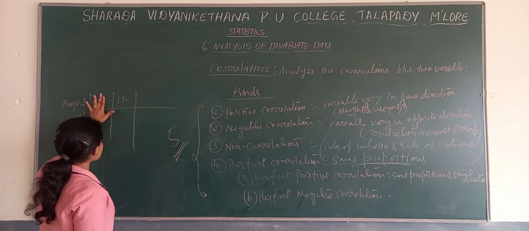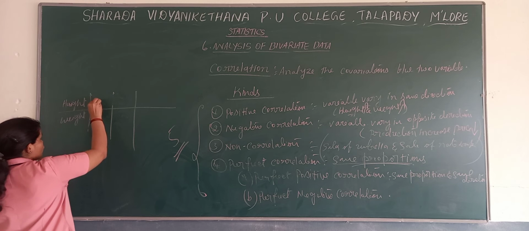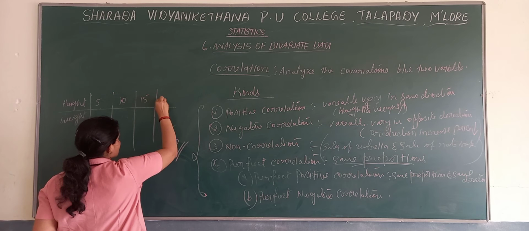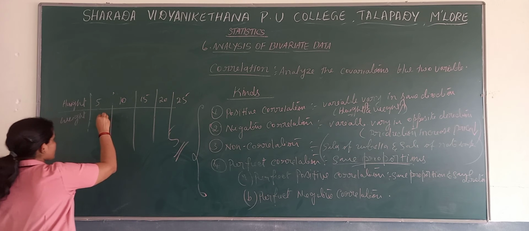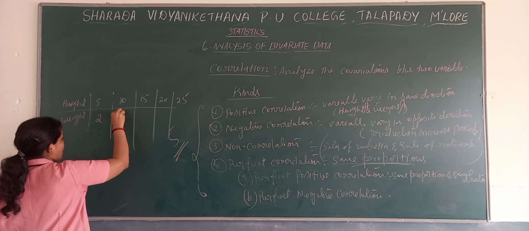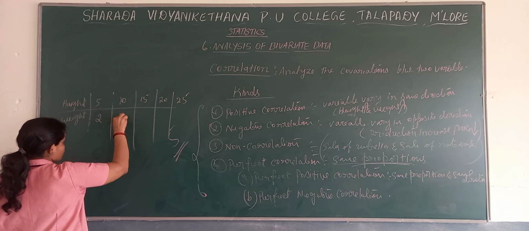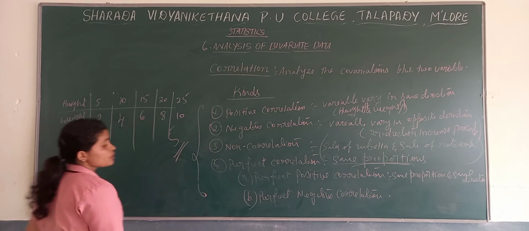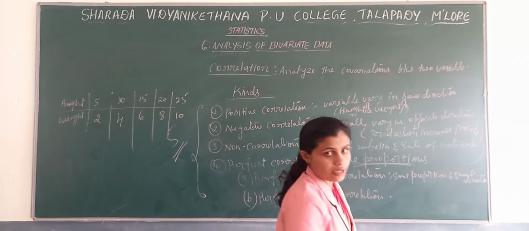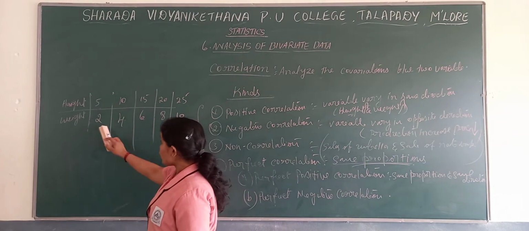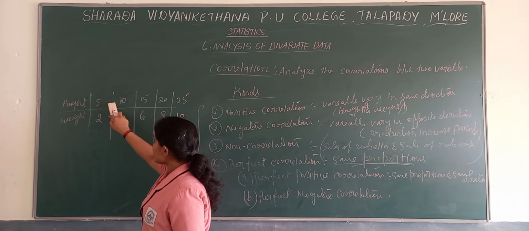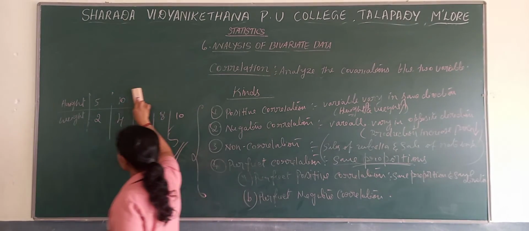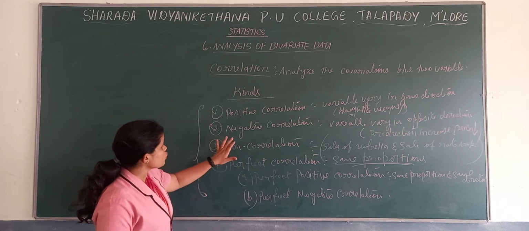For clarity, now I take 5, 10, 15, 20, 25. Here it is 2, 4, 6, 8, 10. Proportions are the same, and the direction is also the same. Here it increases, here it also increases; here 5% increases, here 2% increases. So same proportion and also the same direction. That is about perfect positive.